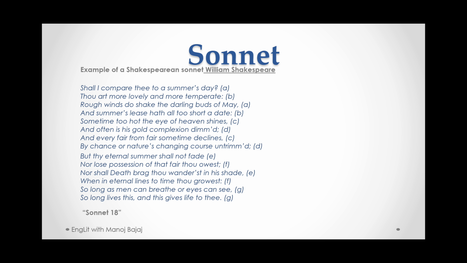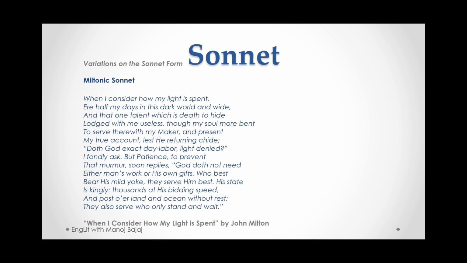The rhyme scheme of this form of sonnet may be seen as A, B, A, B, C, D, C, D, then E, F, E, F, and lastly there is a couplet G, G. Apart from these two popular kinds of sonnets, there are many forms of sonnets that we have observed which appear to be a little variation from these two popular forms.